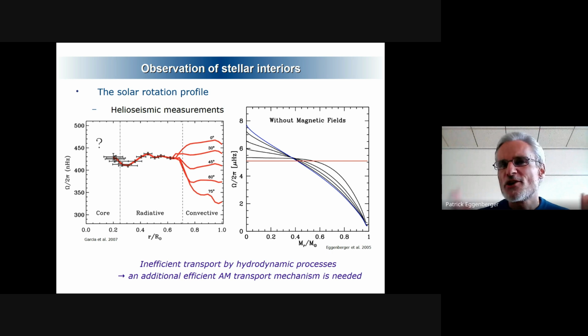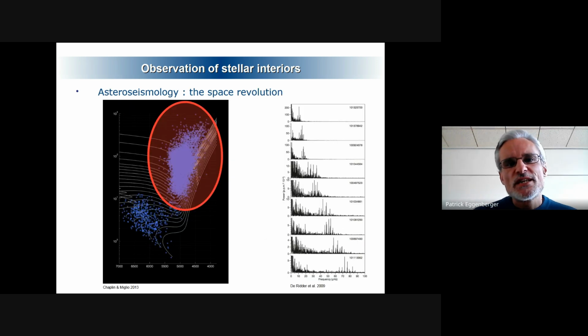The transport by only meridional currents and shear instability is inefficient to explain the flat rotation profile of the Sun. So this is the first indication that we are missing a very efficient transport process for angular momentum. The key question, of course, is: is the Sun a special case, or do the massive stars we were discussing before, or more evolved stars, behave in the same way? We don't know.